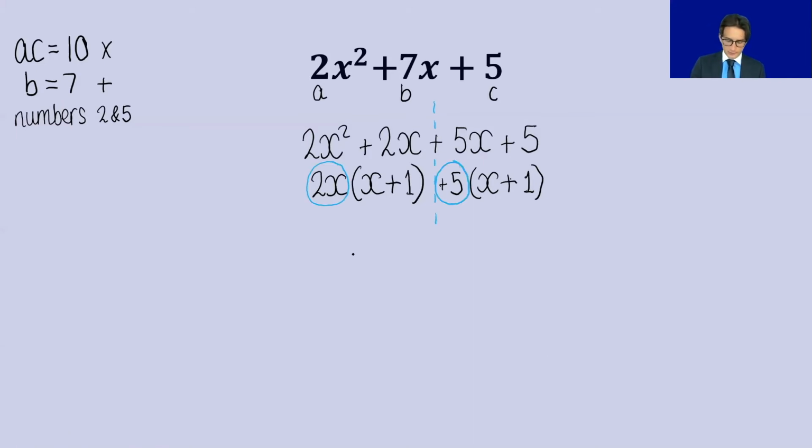So our final answer is, okay, because 2x lots of x plus 1 equals 2x squared plus 2x, and 5 lots of x plus 1 equals 5x plus 5. So 2x plus 5 lots of x plus 1 must make the whole thing. And there we have it fully factorised, and there we go.